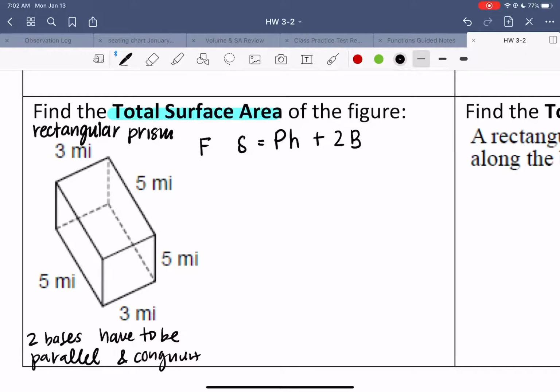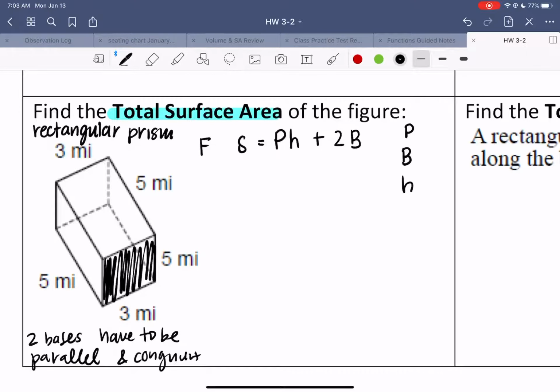And so there's a couple of capital letters that we are going to need to determine values for. So we have a capital P, a capital B, and an H. Capital P is the perimeter of the base, B is the area of the base, and H is the height of the prism.